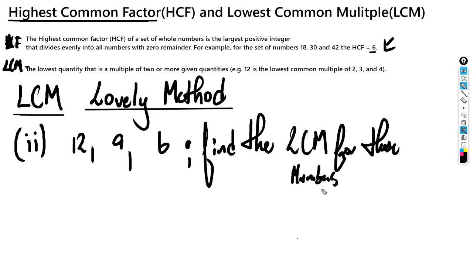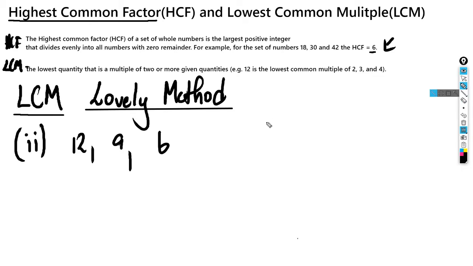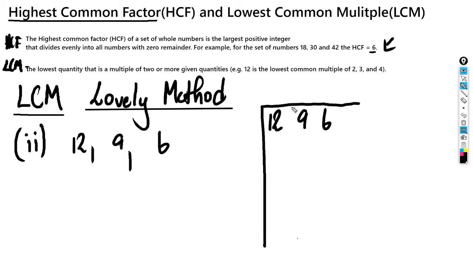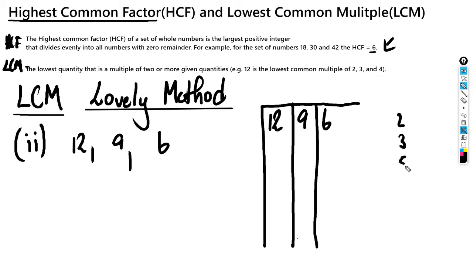All right, so we're gonna use the same method, right? We're gonna write out the numbers 12, 9, and 6, and we're gonna draw this table, okay? Let's just draw this table. And then we're gonna write out the prime factors. We're gonna just write out the early prime numbers 2, 3, 5, 7, and 11, okay? So we're gonna start off the same way.